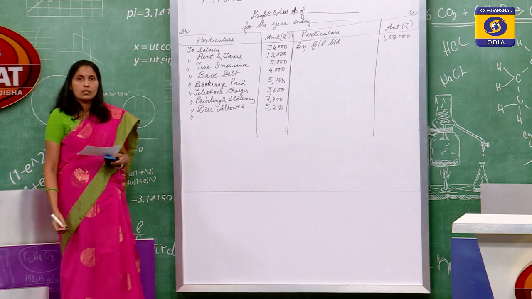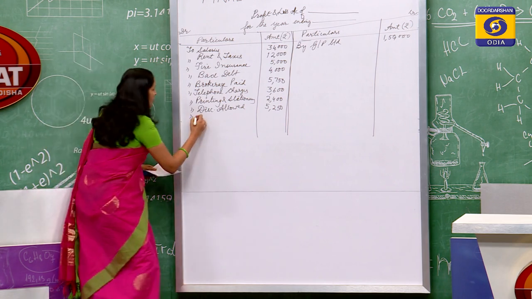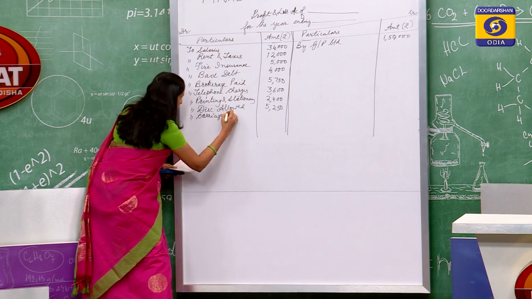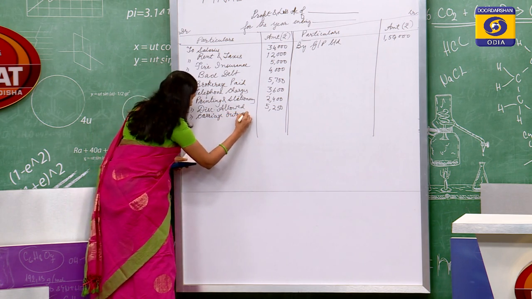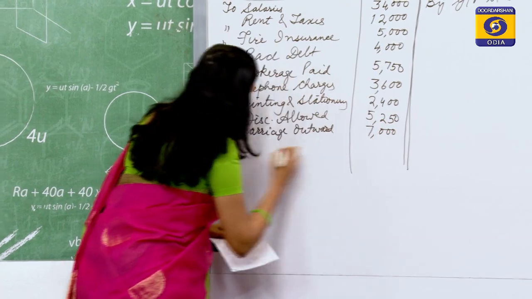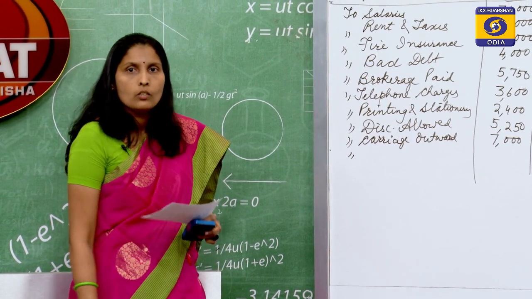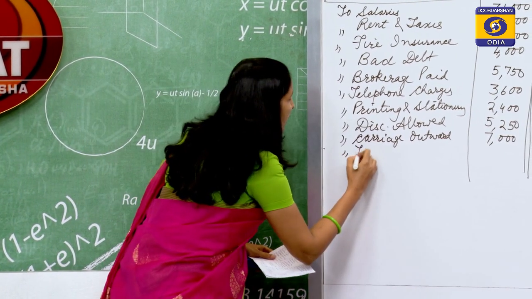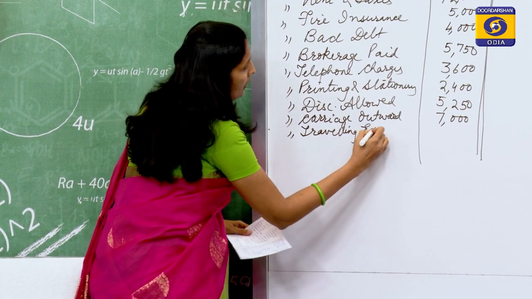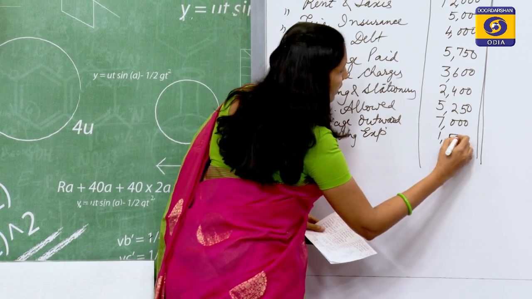Next we have discount received, which will go to the credit side. We have carriage outward. The amount of carriage outward is 7,000. Do we have other expenses? Yes, we have traveling expenses. The amount of traveling expenses is 1,500.